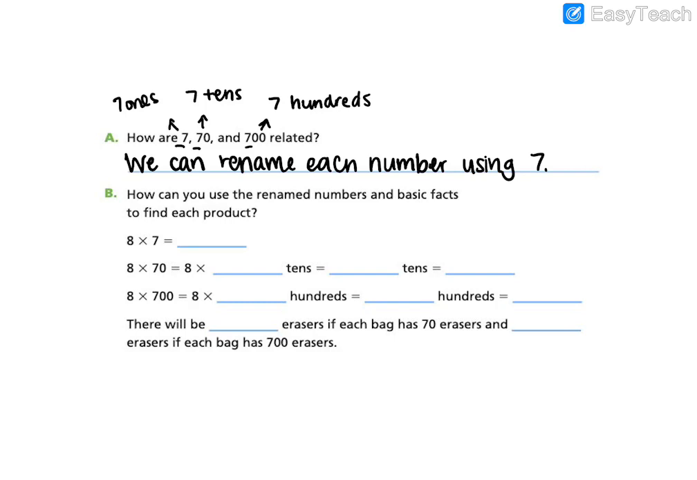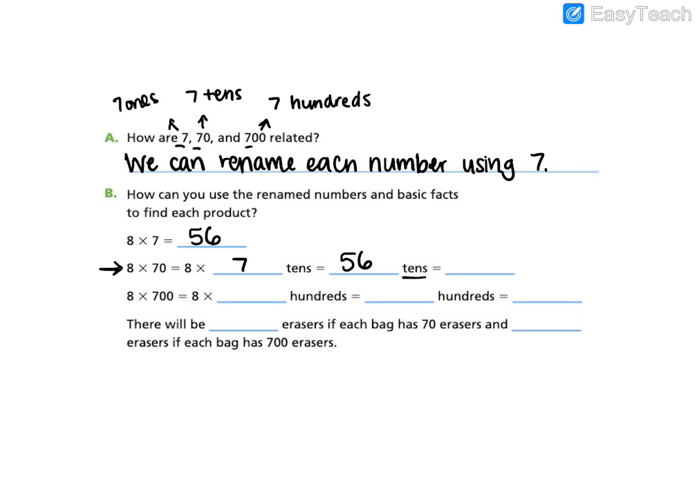Letter B asks us, how can you use the renamed numbers and basic facts to find each product? Well, in the section before, we found that 8 times 7 is equal to 56. We're going to use this fact and our understanding of regrouping and renaming to solve this equation here, 8 times 70. We've already renamed 70 into 7 tens. So now we're looking at the equation 8 times 7 tens. It's equal to 56 tens.